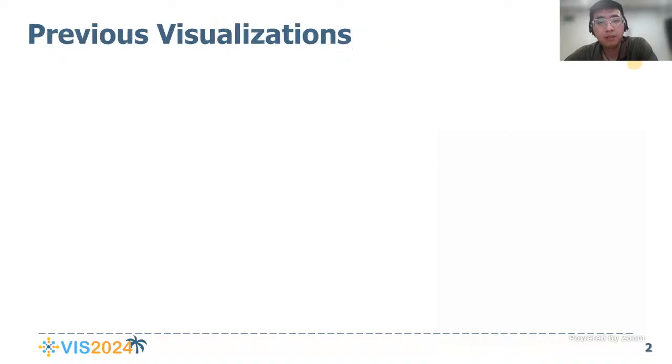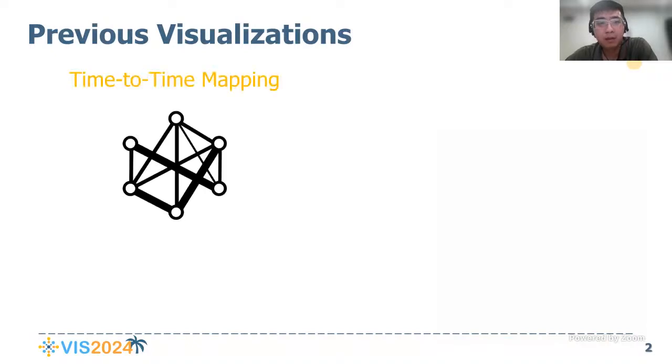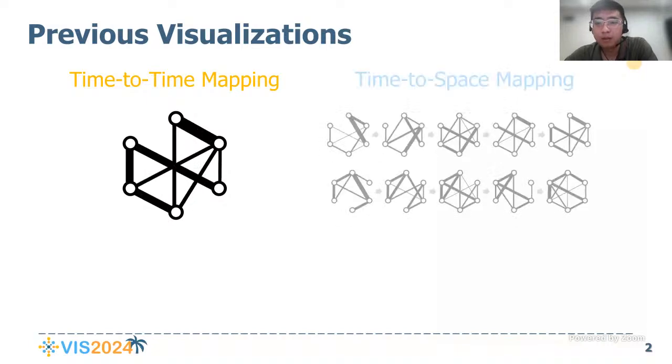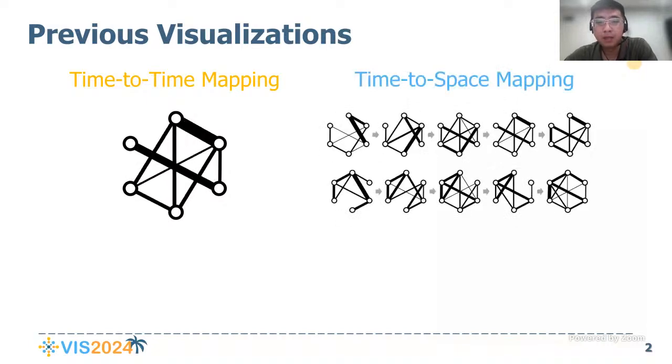And previous visualizations about it mainly fall into two categories. The first one is time-to-time mapping. It means using animations to show the dynamic changing process of the graph. And another one is mapping time to space. It's like small multiples. They show all the time slices along a timeline and ask users to see all the time slices simultaneously.